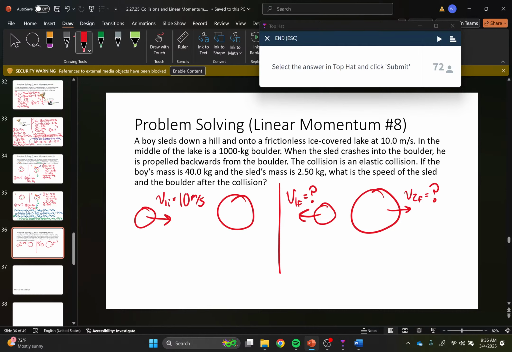Do we have to break the 10 down into components? This 10 is perfectly horizontal. This is his velocity once he is on the lake. The hill is just mentioned to say how he got going fast in the first place. He went down a hill.